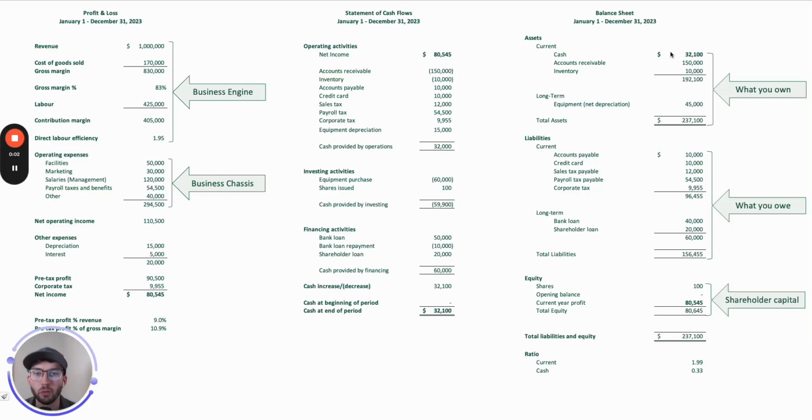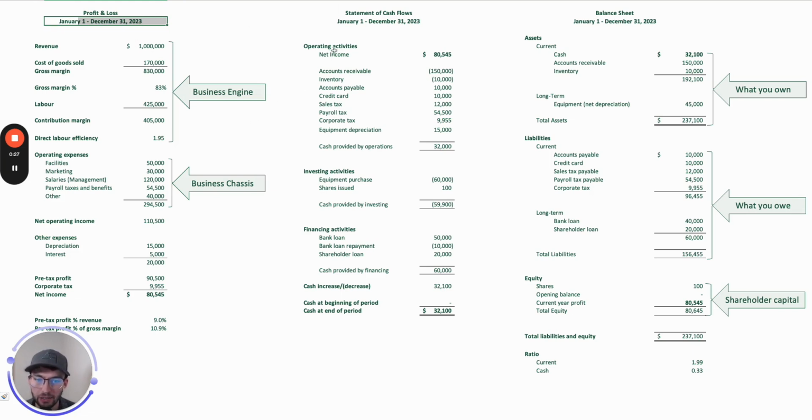This video is going to walk through the financial statements. There'll be a quick overview of what the statements are and what they include. So starting over here on the left, you can see we have the profit and loss. The profit and loss is over a period of time, and it shows what happened during that period of time. So we can see here, January 1 through December 31, 2023.